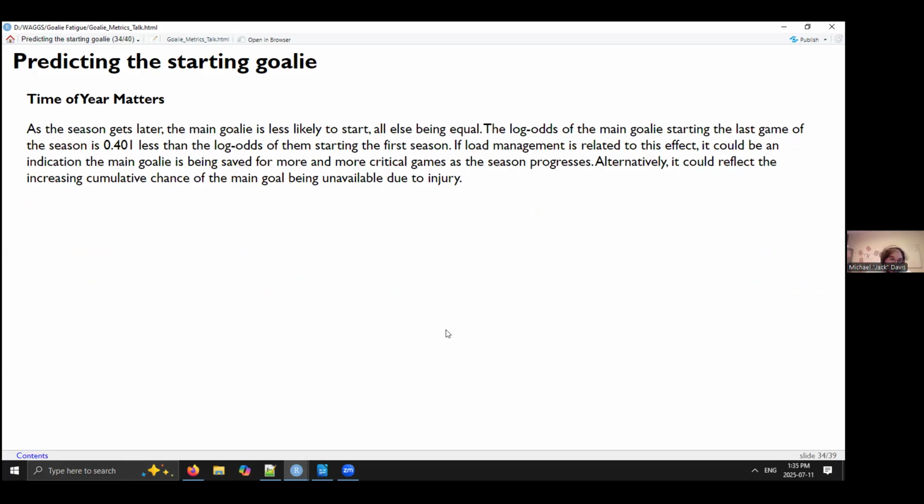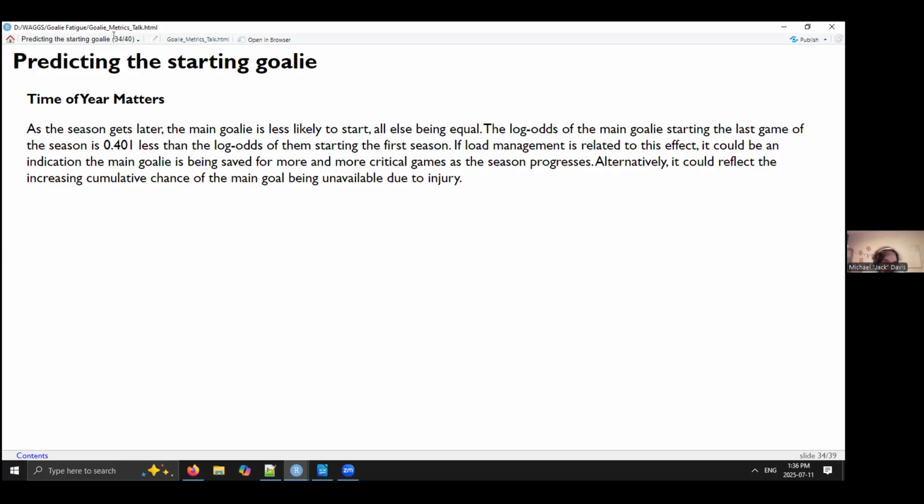Time of year matters. Why I find this one particularly interesting is that it means games are more meaningful for some teams and less meaningful for other teams, because they've either been eliminated from the playoffs if it's late in the season, or they've clinched a playoff spot.